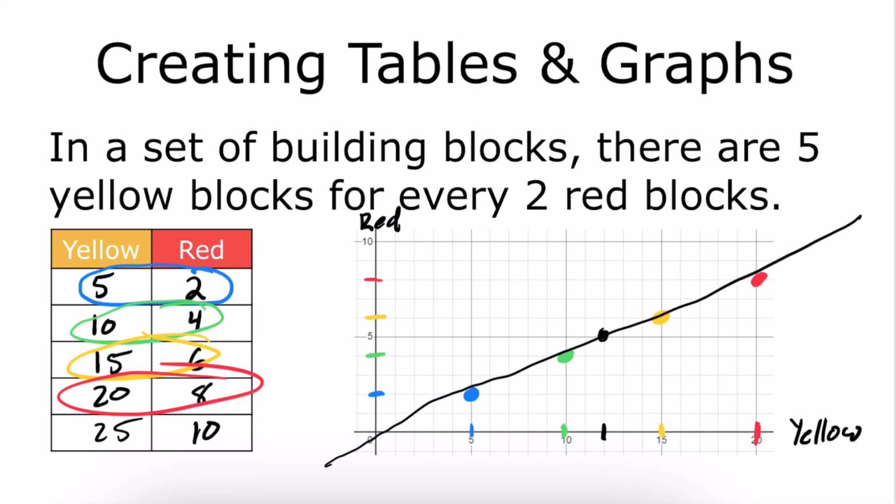So this is how you can teach your students how to create tables and graphs. And it's important to realize that all of these representations are all representing the same thing. They're all representing the multiplicative relationship between the number of yellow blocks and the number of red blocks. Whether it's a double number line or a table or a graph, it's all communicating the same information. It's just doing it in different ways.